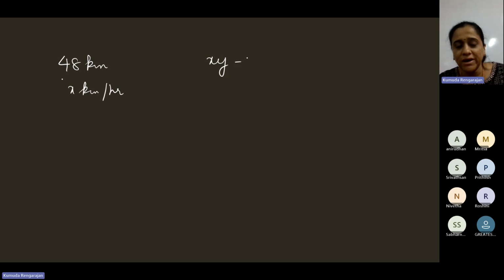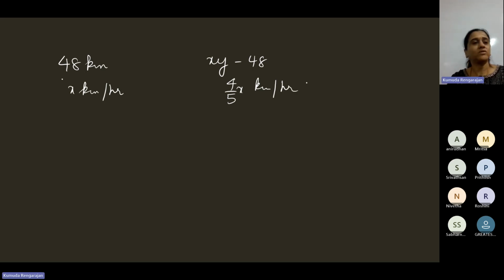had the defect in the engine occurred after covering 18 more kilometers, so that is after 48 kilometers. So the first 48 kilometers is covered at the speed of x kilometers per hour, the original speed. And the remaining xy minus 48 kilometers, because the total distance is xy, is covered at 4 by 5 x kilometers per hour, because after the defect, the speed reduces to 4/5 of the original speed.